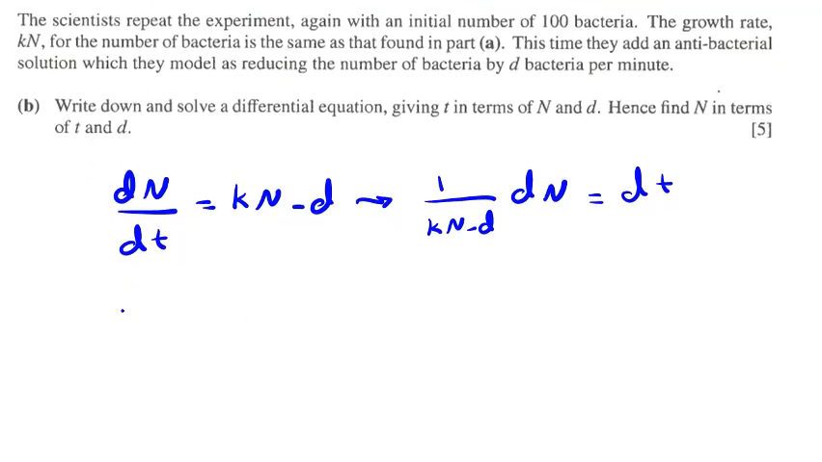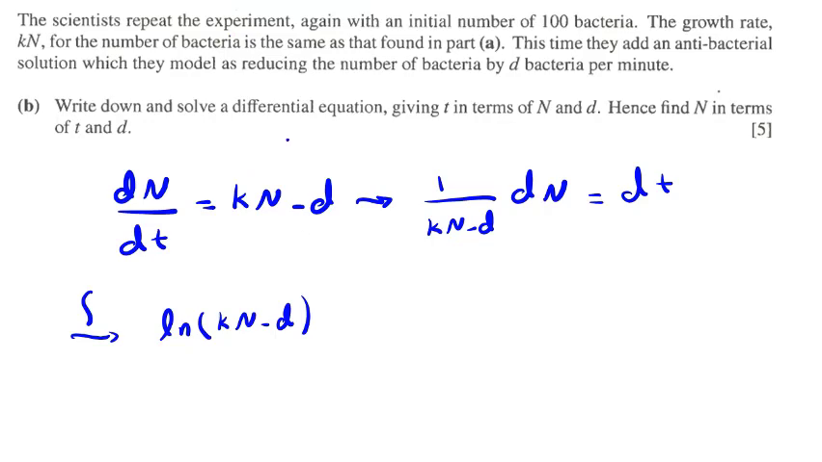So here we can say, if we use an antiderivative, we can say ln of kn minus d. It must be positive because the number of bacteria, each the growth rate, because if you subtract d from that, you should have something positive. And then we can say what? And at first we start from 100.